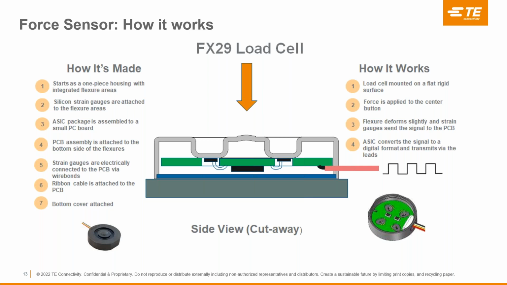On the right, in order for the load cell to work, it needs to be mounted onto a flat rigid surface. And force is applied to the center button of the housing, as you can see in the picture on the bottom left. Flexures deform slightly, and strain gauges detect the deformation and then send signals to the PCB. The ASIC on the PCB inside the housing converts the signals to a digital output, then the output is transmitted to the ribbon cable.